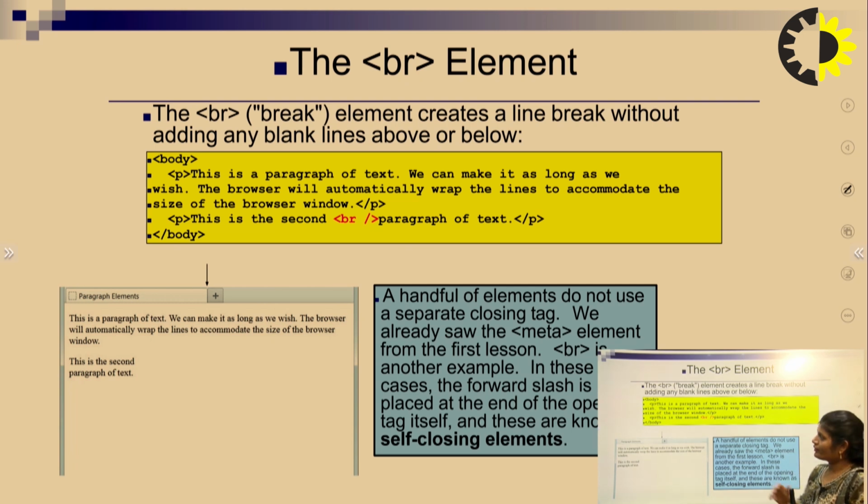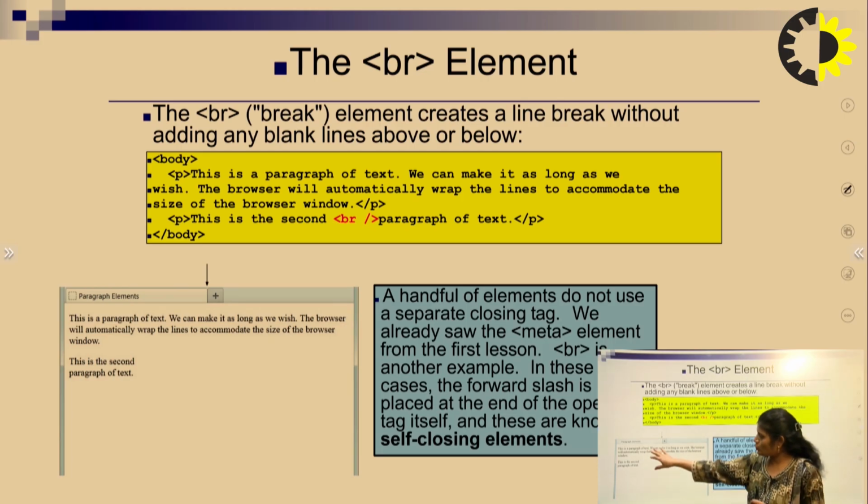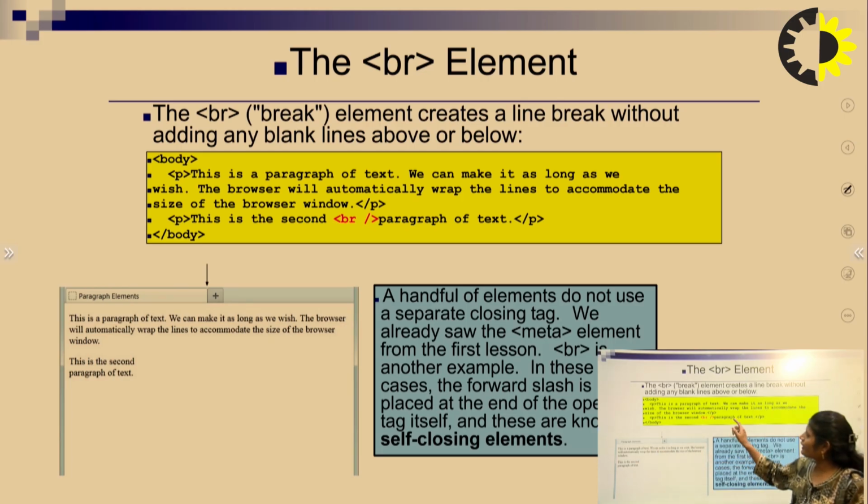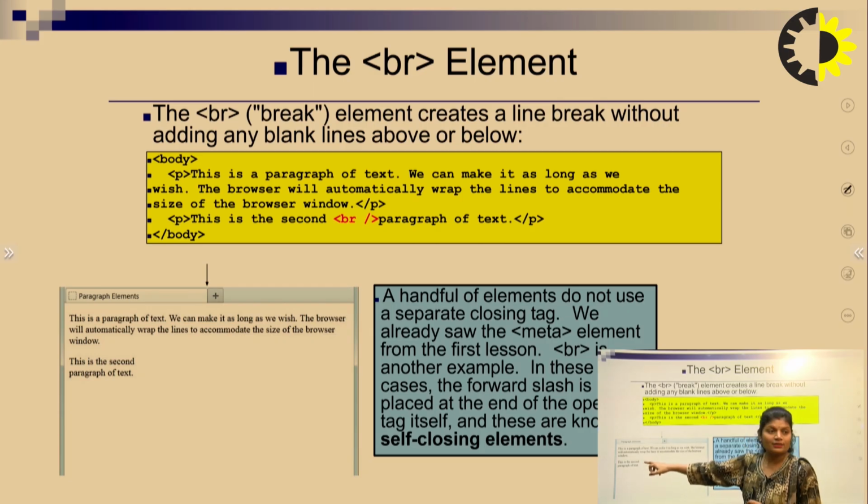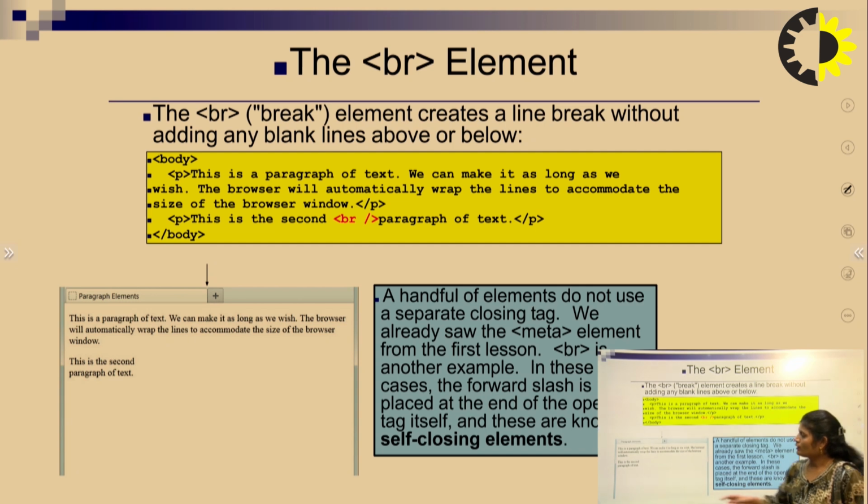Okay, so in the body, you use a paragraph and closing, then again you use P. After P, you use the BR tag. Paragraph, and third is this paragraph of text. So the first output is this is the second, and here no space is given. See here, after that, paragraph of text is written here. So the BR element is used without adding any blank lines above or below. Here no line is added below and above.